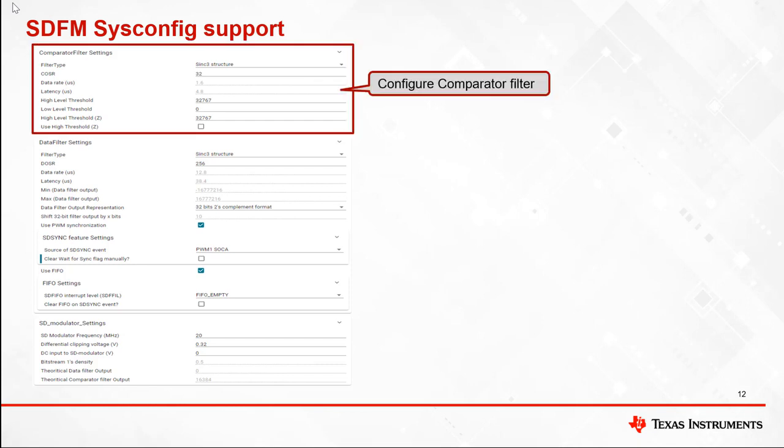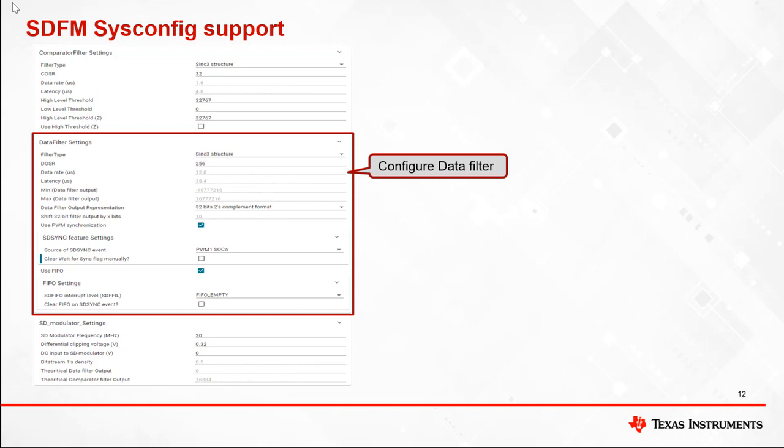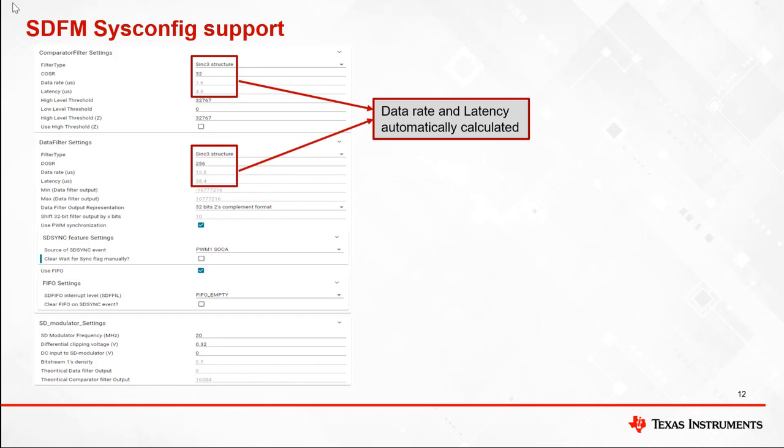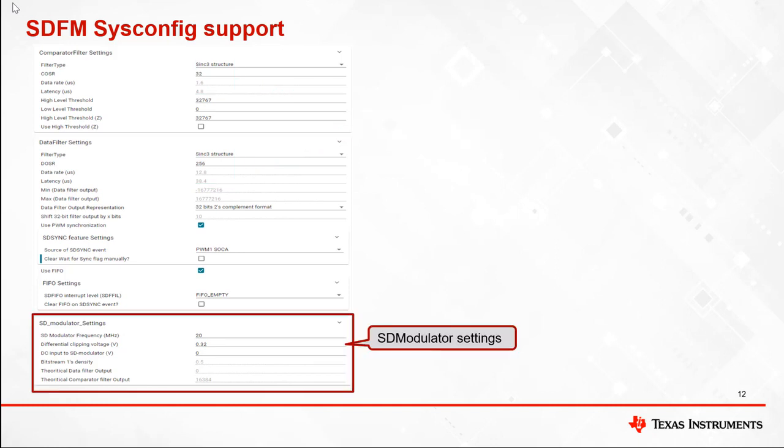Comparator filter settings drop-down allows you to configure comparator filter's filter type, OSR, and threshold settings. Data filter settings drop-down allows you to select data filter's filter type, OSR setting, SD sync source selection, and FIFO settings. Data rate and latency are automatically calculated for selected filter type and OSR settings for both the filters. SD modulator settings entered here are used to calculate the theoretical filter output for both data filter and comparator filter.